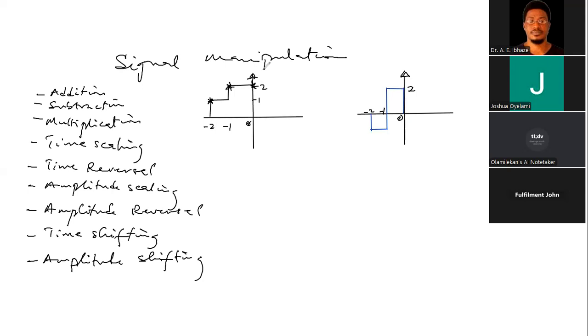So this is my S1 of t, and this is S2 of t. This is my time axis. Let's say this is -1 here. So this is -1, then at point -1, it is 2. Then at point 0, I have a point here, right? So this is what I have.